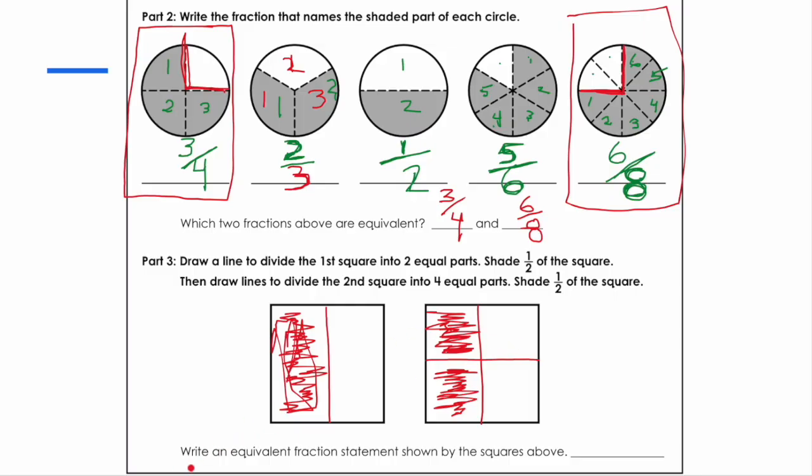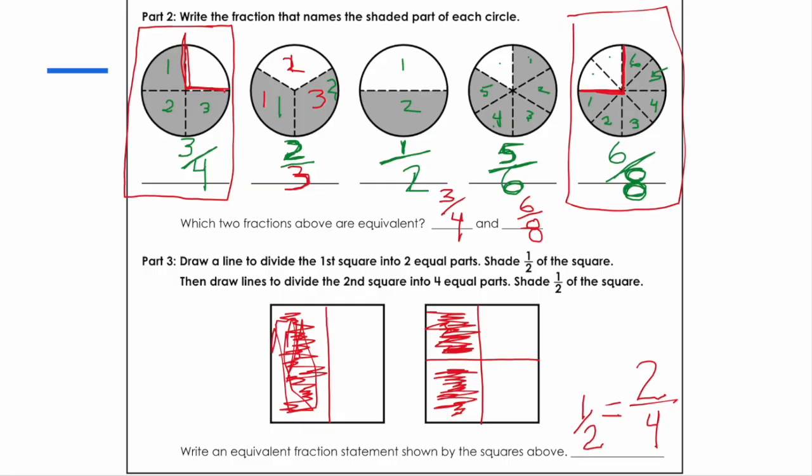Our final question is write an equivalent fraction statement shown by the squares above, right? So that is 1/2 is equal to 2/4. And I know my 2 doesn't look great. It's not easy writing with a computer. There we go, 2/4. So 1/2 is equal to 2/4. All right, we're gonna go on. We're gonna try some other problems here.